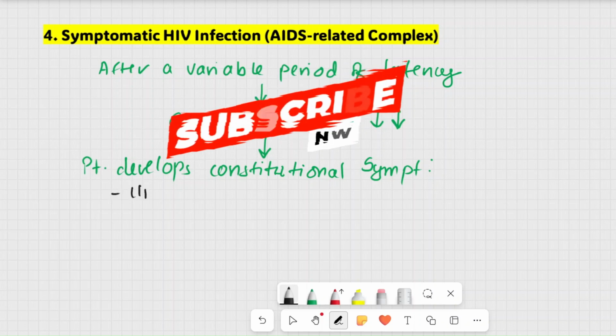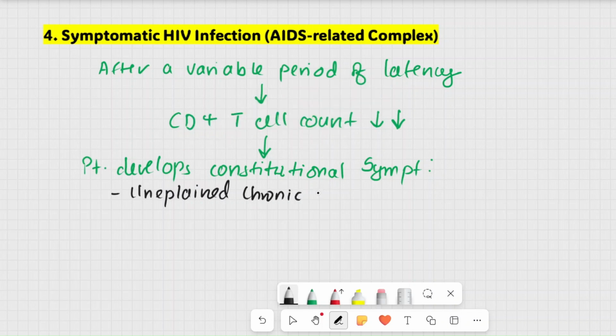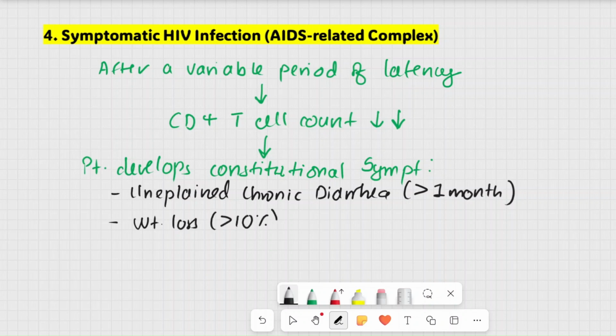the patient would be having unexplained chronic diarrhea. What do I mean by chronic diarrhea? It means a diarrhea that is persisting for more than 1 month. A diarrhea persisting for more than 1 month is called chronic diarrhea. So we don't know its reason, that is what is called unexplained chronic diarrhea. The patient would also have weight loss, that too of more than 10% weight loss.